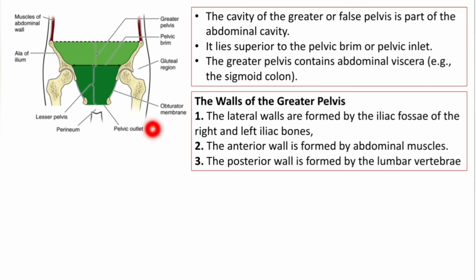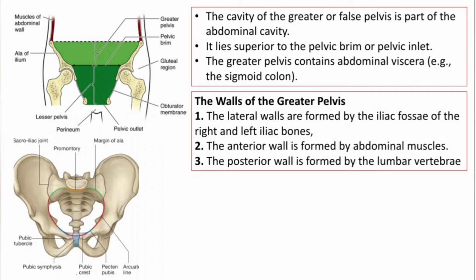Walls of the greater pelvis. It has three main walls. Lateral walls are formed by the iliac fossa of the right and left iliac bones. The anterior wall is formed by abdominal muscles, and the posterior wall is formed by the lumbar vertebrae. You can see here, posteriorly there will be lumbar vertebrae. On the lateral side you see the right and left iliac fossa, and anteriorly you will find the anterior abdominal muscles.